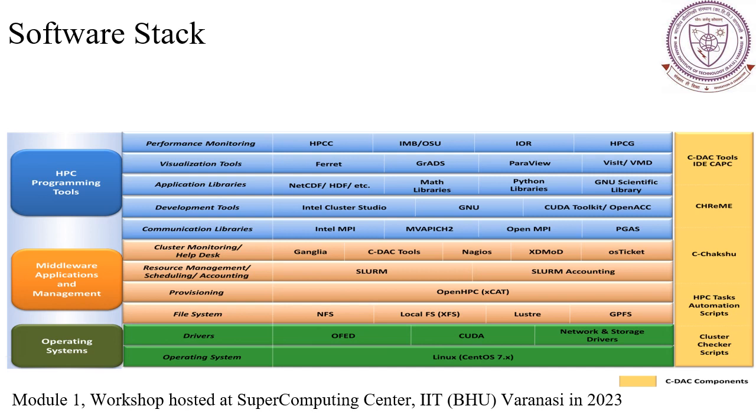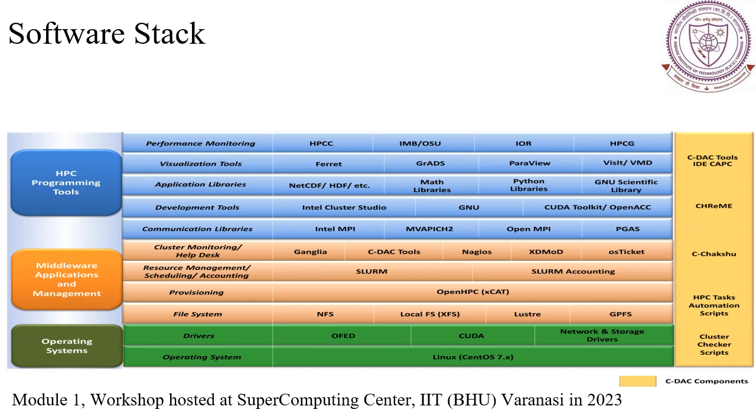Then provisioning came. The middleware layer includes a number of provisioning tools that can be used to deploy and manage the HPC cluster. So in our HPC cluster, we have used one common provisioning tool, that is OpenHPC. It means Open High Performance Computing. OpenHPC is a free and open source software that include a number of tools for deploying and managing HPC cluster.